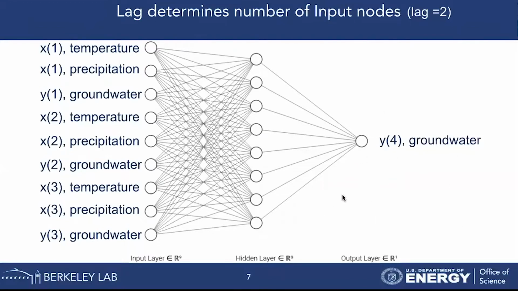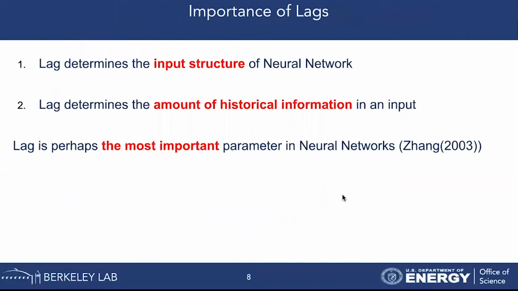Yeah, so actually lag determines the input structure of a neural network, and also lag determines the amount of historical data in an input. So lag is perhaps one of the most important hyperparameters in neural networks for time series prediction.